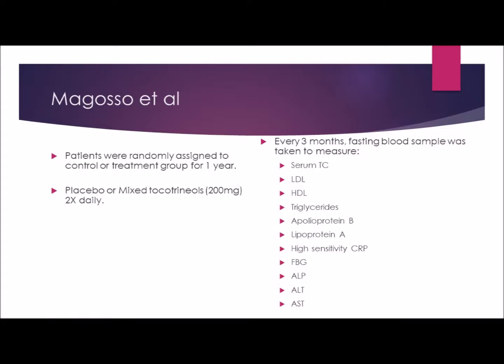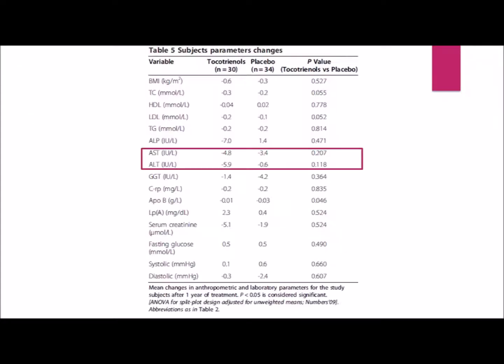Patients were randomly assigned to either the control or treatment groups for 1 year. The treatment group received mixed tocotrienols at 200 milligrams 2 times daily. Every 3 months, a fasting blood sample was taken to measure serum total cholesterol, LDL, HDL, triglycerides, apolipoprotein B, lipoprotein A, high-sensitivity C-reactive protein, fasting blood glucose, ALP, AST, and ALT.